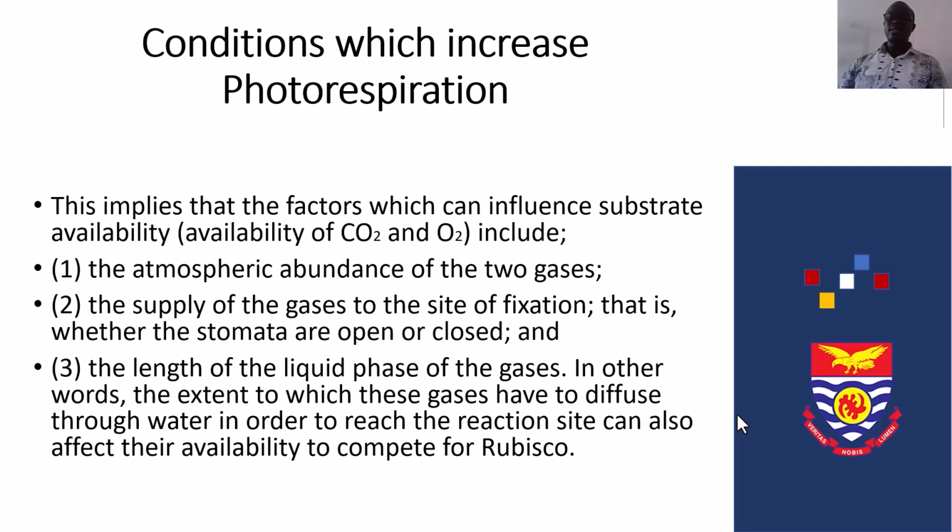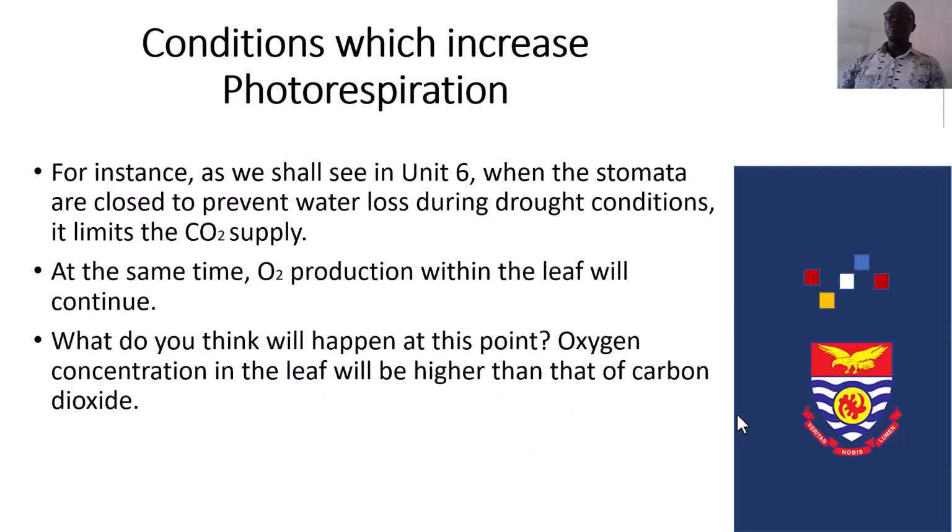So in other words, the extent to which these gases have to diffuse through water in order to reach their reaction site can also affect the availability to compete for Rubisco. For instance, as we shall see in Unit 6, when the stomata are closed to prevent water loss during drought conditions, it limits the carbon dioxide supply. At the same time, oxygen production within the leaf will continue.